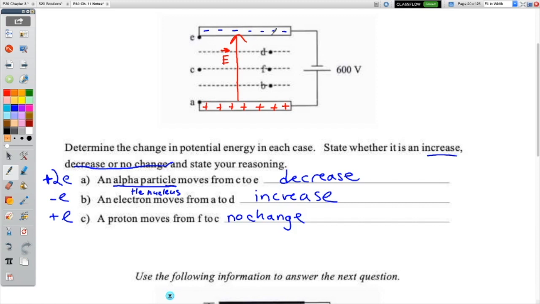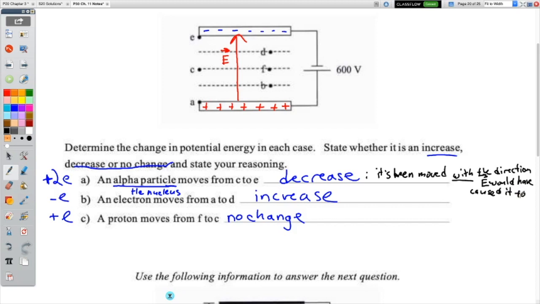Okay, so it did ask us to justify our answer. I kind of did it out loud, but let's just wrap it up. Decrease: it's been moved with the field, that's why it's decreased. When I say with, I just mean in the same direction E would have caused it to move, or the same direction as the force it would have exerted on it.